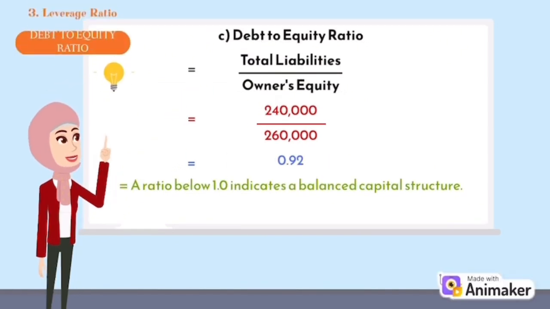Debt to equity ratio. The formula for the debt to equity ratio is total liabilities divided by owner's equity. In this case, the total liabilities are 240,000 and the owner's equity is 260,000. To calculate the debt to equity ratio, we divide 240,000 by 260,000, which gives 0.92. A ratio below 1.0 indicates a balanced capital structure.